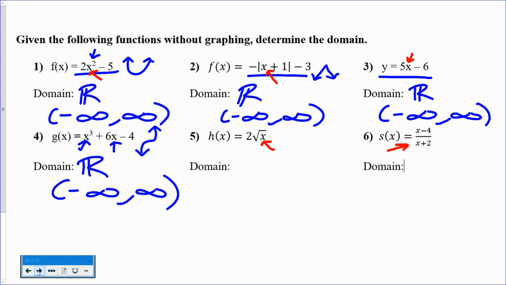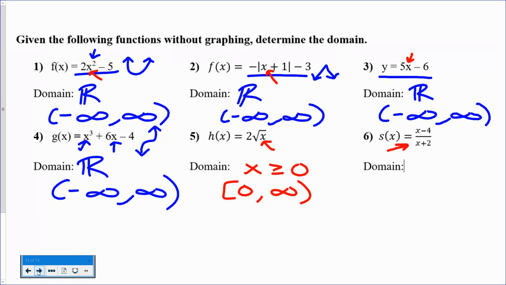Okay, so my domain then, well, I can't take the square root of negative numbers. So that means all of my values for x must be greater than or equal to 0. Or that would be 0, infinity in my interval notation. Okay, so I don't even have to be familiar with this graph. I need to be familiar with that equation and what I cannot plug in.